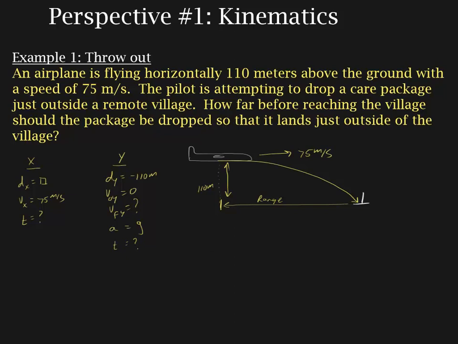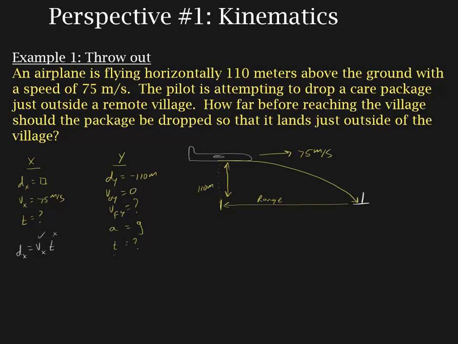So, like always, for the x dimension our equation is dx equals vx times t. dx is what we're looking for, so our equation is already solved for what we want. Vx is a known quantity, but t is unknown. So that means we're going to have to go to the y dimension in order to determine a value for t. We need to make a substitution here.